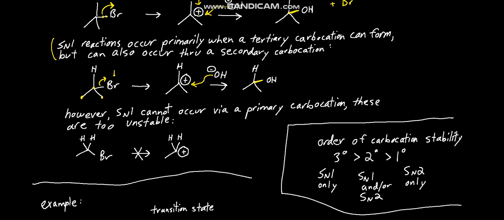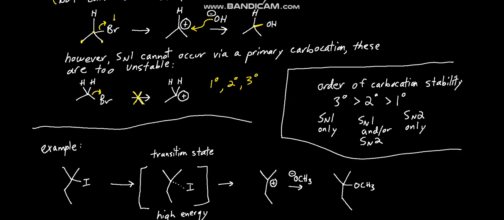But SN1 can't occur via a primary carbocation because primary carbocations basically cannot exist. So this is no reaction. You cannot have this dissociate and form this primary carbocation. So we have the designations primary, secondary, tertiary to abbreviate those words.